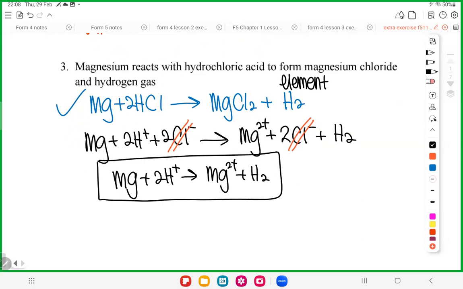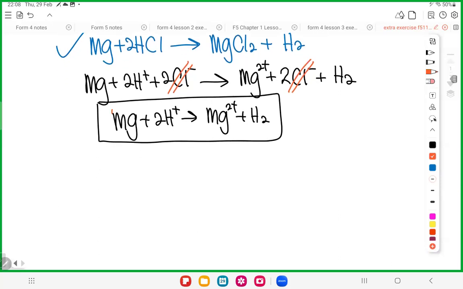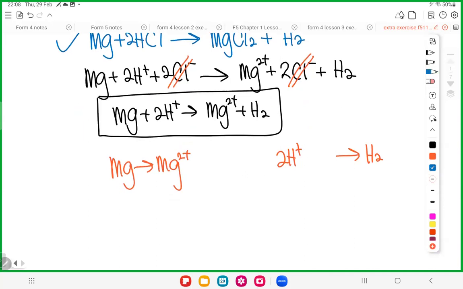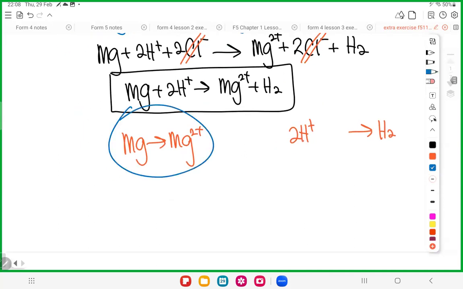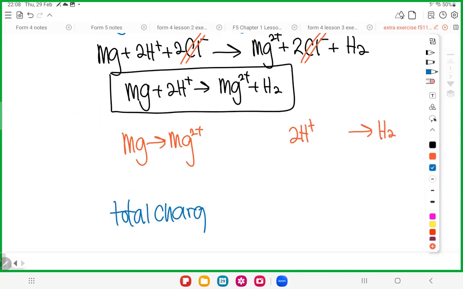So let's go on with the last thing, our half equation. Half equation, Mg, Mg2 plus. So Mg become Mg2 plus. Then 2H plus become H2. So now, same thing. Half equation needs electron. Electron is decided by total charge.